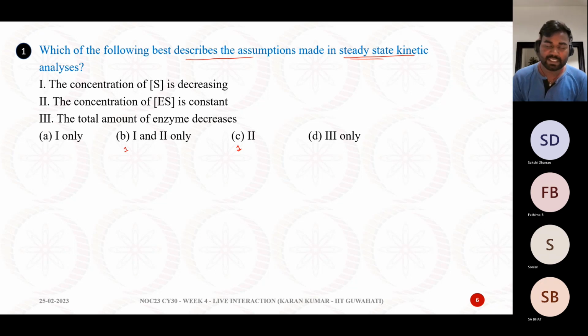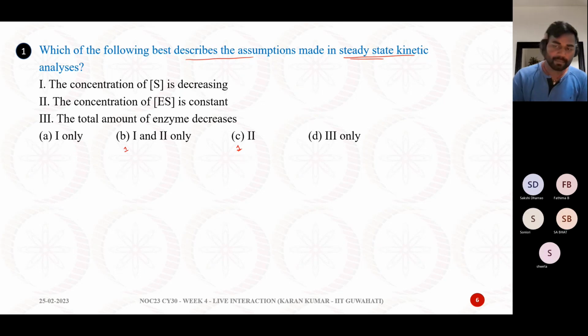What do you understand by steady state? Can somebody explain? What is steady state? Acetate where the amount of product formed will be equal to the reactant present. Okay, very good. And in simpler terms, steady state represents where the concentration does not change, right?